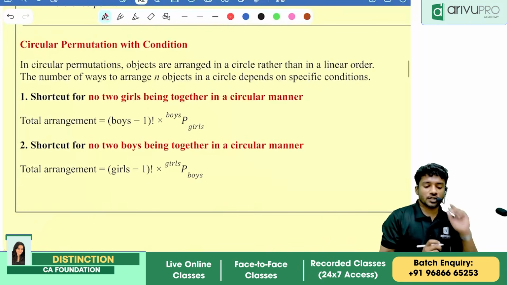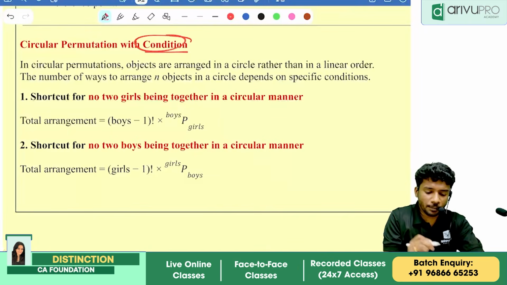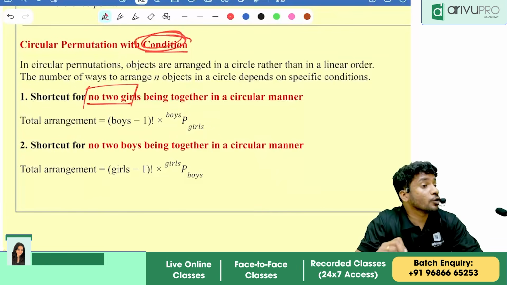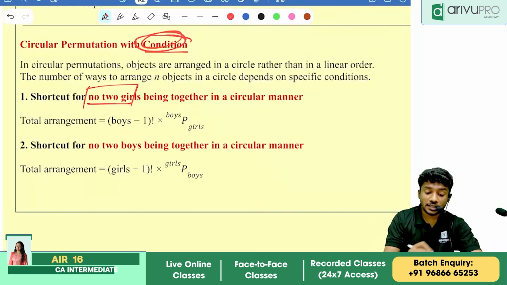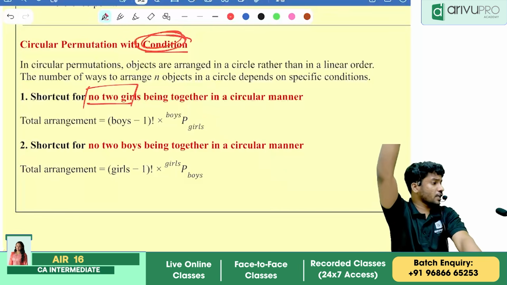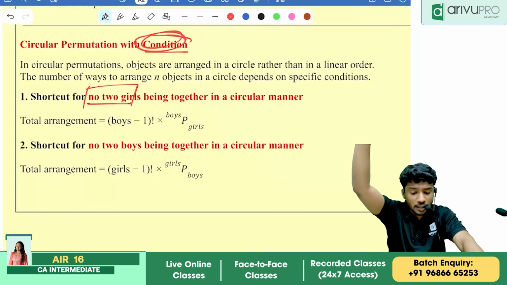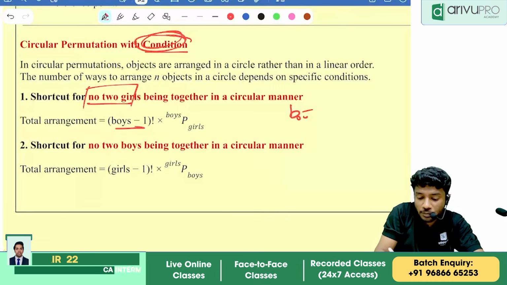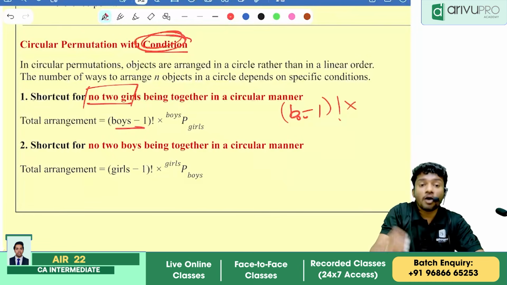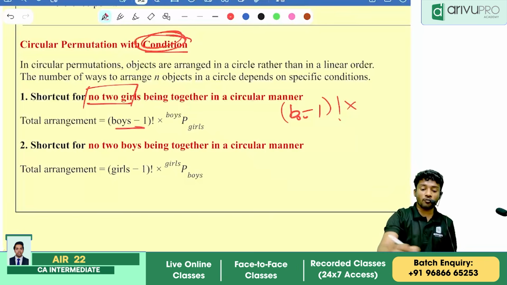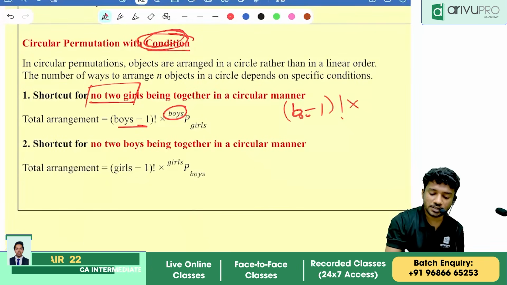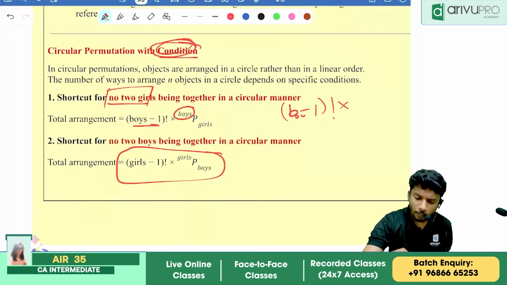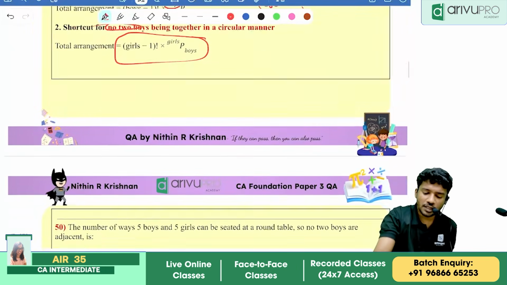Now look at this question. Circular permutation with condition. No 2 girls being together. No 2 girls being together means previously it was what? Boys factorial into boys plus 1 P girls. Since it is circular, we should reduce that, right? Boys minus 1 factorial into boys plus 1 minus 1 will become what? Boys P girls. Similarly, for girls minus 1 factorial into girls P boys, when no 2 boys are sitting together.